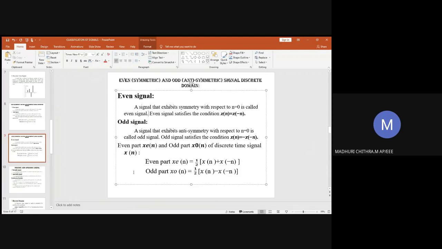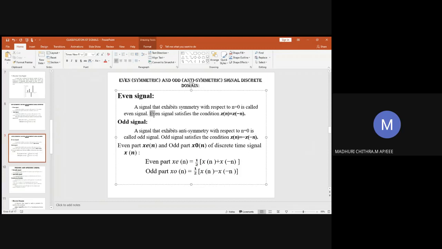How will you find the even part and odd part of the signal? The even part x e of n equal to 1 by 2 times x of n plus x of minus n. The odd part is 1 by 2 times x of n minus x of minus n. This is the formula for finding the even and odd parts. We will study problems in future classes, so just go through and study these formulas. These are the conditions.